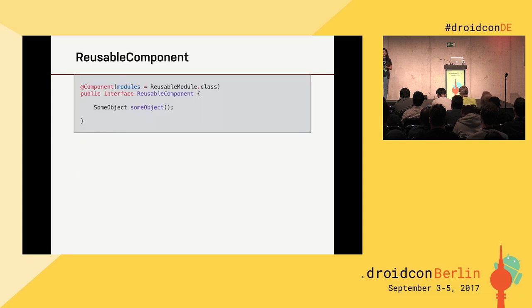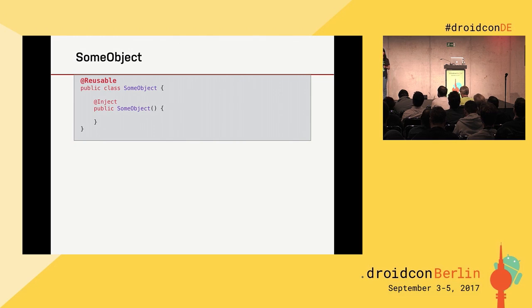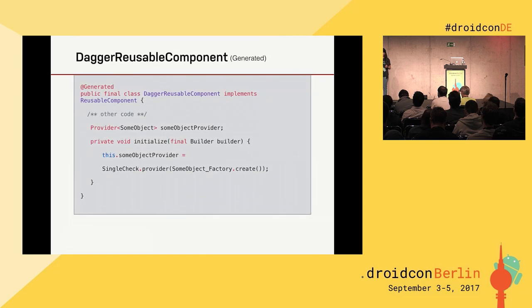So let's see how we can use reusable. For example, there is this component. I've just named it reusable component, but you can name it anything. You have this dependency, which is any object. You can annotate this dependency on the top of the class, and that is how you can mark it reusable. This is what Dagger is going to generate for us in this case. You can see that we have the provider of that dependency. And Dagger, in this case, instead of double check, is only introducing single check.